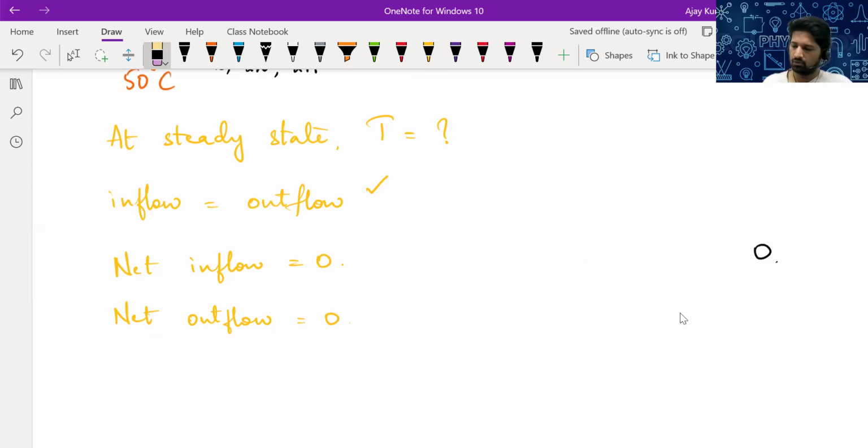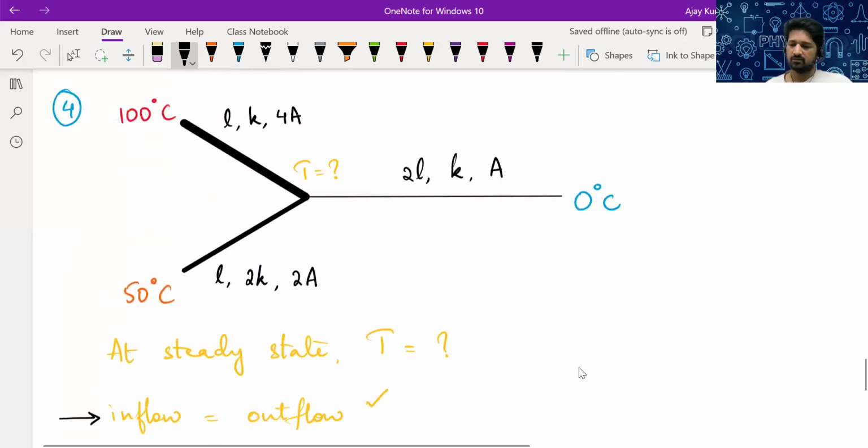If you don't know the direction of heat flow in one rod or some rods, then you can go this way. You can assume inflow in all the rods, write the equation accordingly and equate it to 0. You can assume outflow in all the rods, write the equation accordingly and equate it to 0. Or you can also assume inflow in some, outflow in some, and write inflow is equal to outflow. So which way you write the equation is your choice. Derive the temperature of the junction.